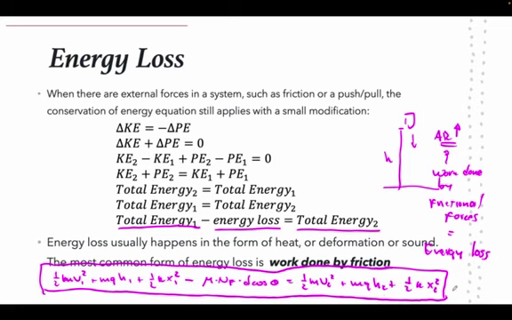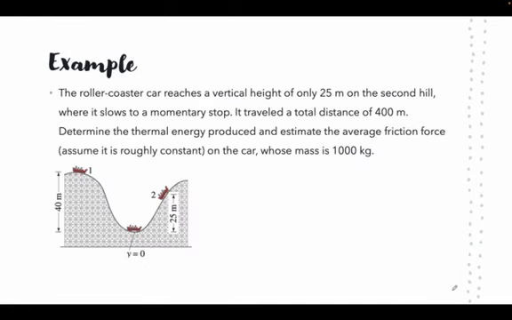There we go. Okay. So in summary, when there's friction, friction does work and it causes an energy loss. It causes heat or warmth. Okay. All right. Let's look at an example. The roller coaster car reaches a vertical height of only 25 feet on the second hill, where it slows to a momentary stop. So here, the final velocity is 0. It traveled a total distance of 400 meters. Determine the thermal energy produced and estimate the average friction force on the car whose mass is 1,000 kilograms.